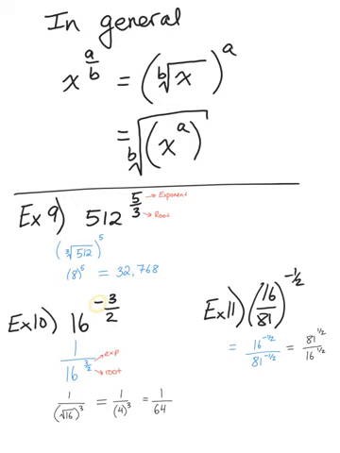But I have a 2 on the bottom, so that means I have a square root, just a square root in this case. So that means I have square root 81 over square root 16, and I can simplify that to 9 over 4. And that is my final answer.